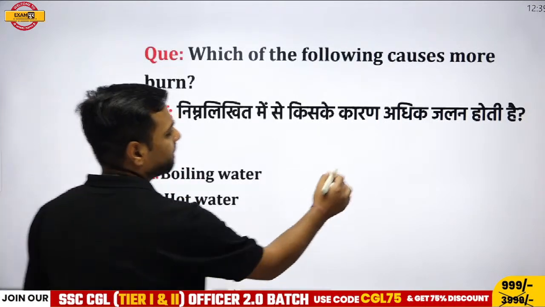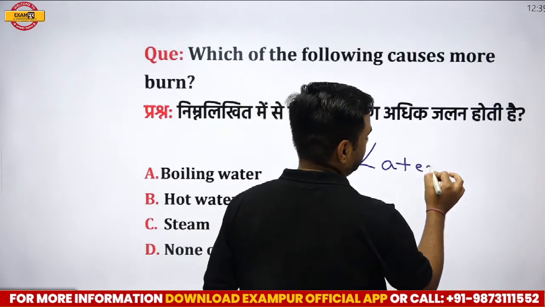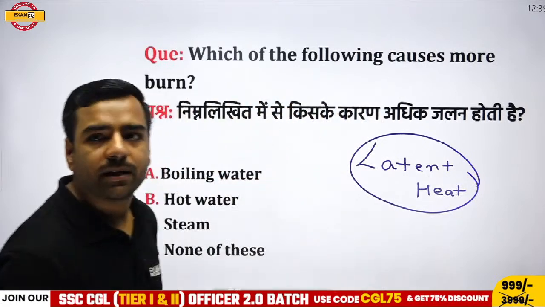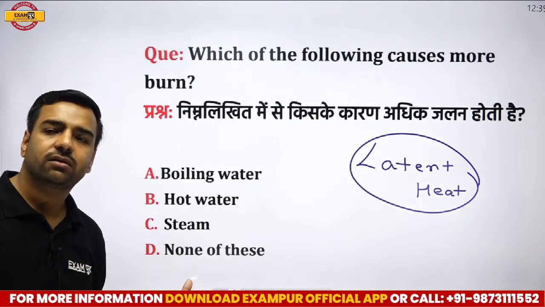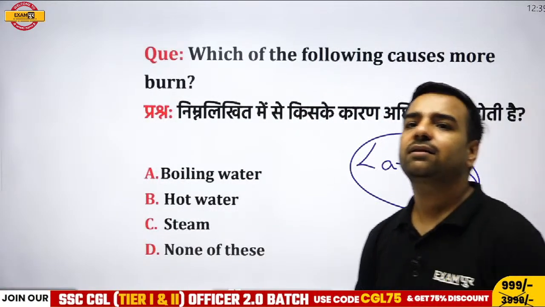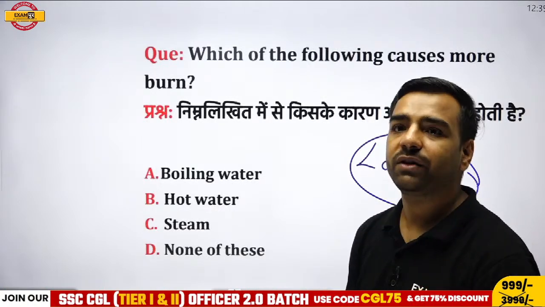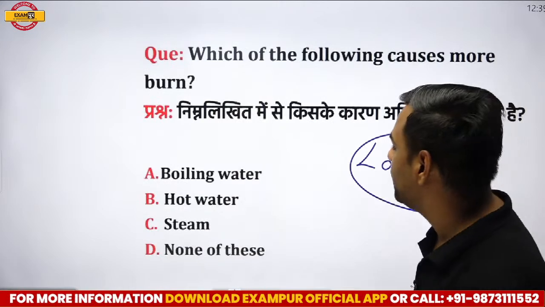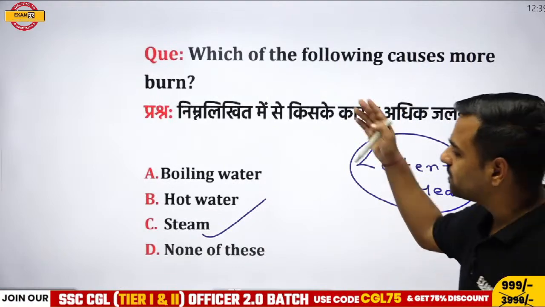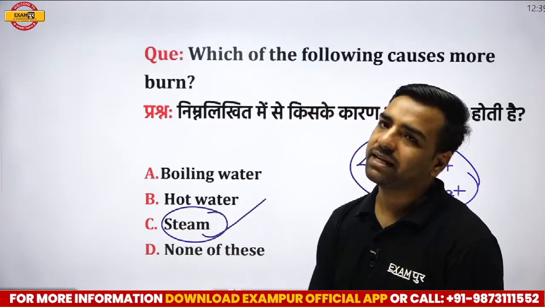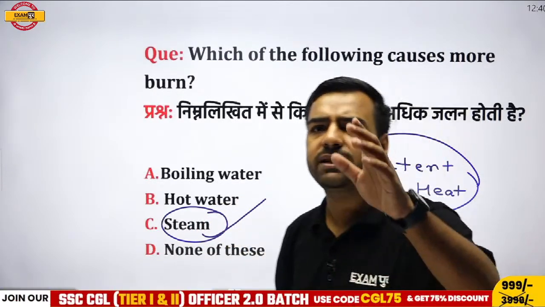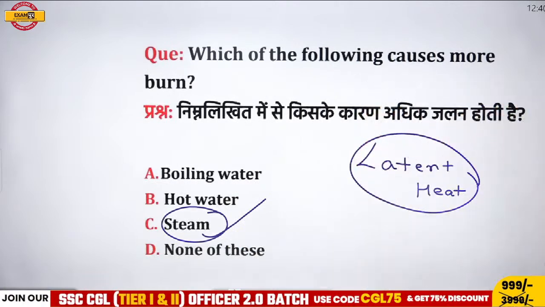We had a logic. Remember, we were talking about latent heat. What is that? Latent heat, which we also call hidden heat. Now, if I talk about the latent heat of vaporization, here the correct answer is going to be steam. Why? Because of the presence of latent heat. If I talk about its value, the value for steam would be maximum, and that's why if steam is there, it will cause a severe burn. So that's totally correct. Steam is going to be the correct answer here.